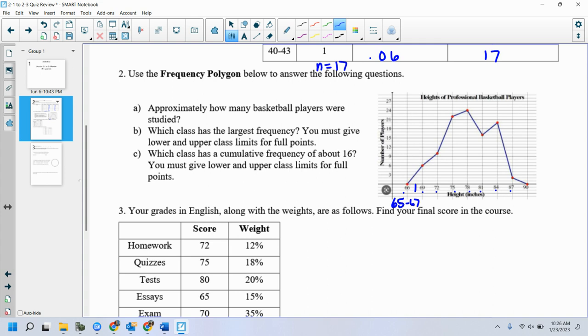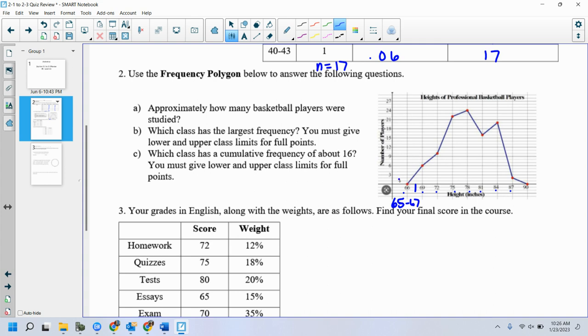The next class is going to be 71 to 73, and then so on. So you just kind of got to reason it through. I'll accept multiple answers there as long as it makes sense, as long as it's reasonable. There can't be any overlap in classes. You can't have the upper limit of the first class be the same as the lower limit of the next class. All right, approximately how many basketball players were studied here?